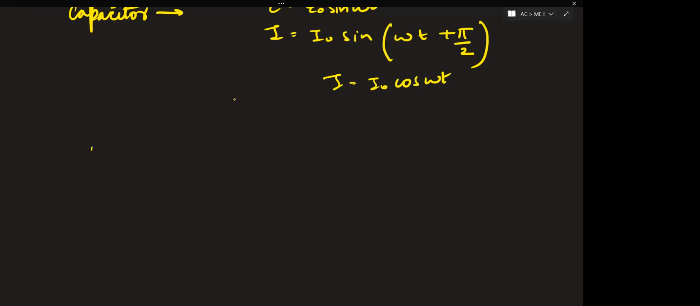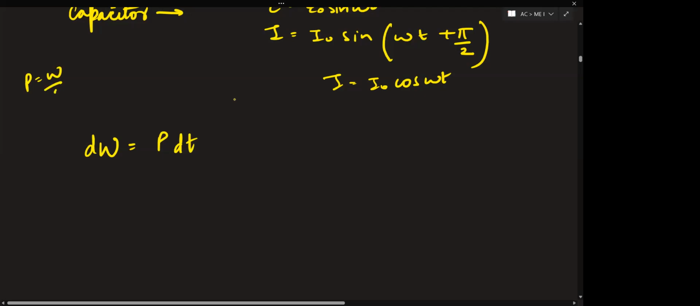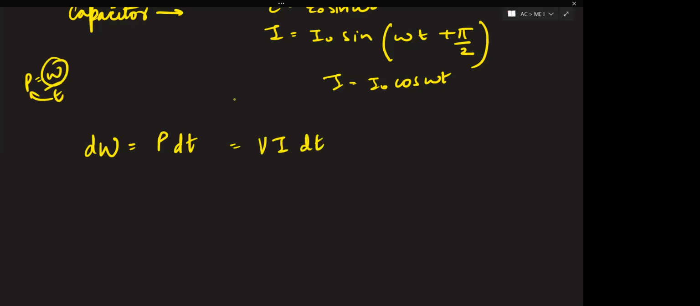And regarding the power, see, if I write work done, what is it? Work done is power into time. Power is work done by time. So work done will be power multiplied by time, and power will be V into I, dt. And we know EMF into I will be what? So dW will be E naught I naught sine omega t cos omega t dt. I'm not writing this entire term; it's better if I write it as cos omega t. This is a shorter term to write.